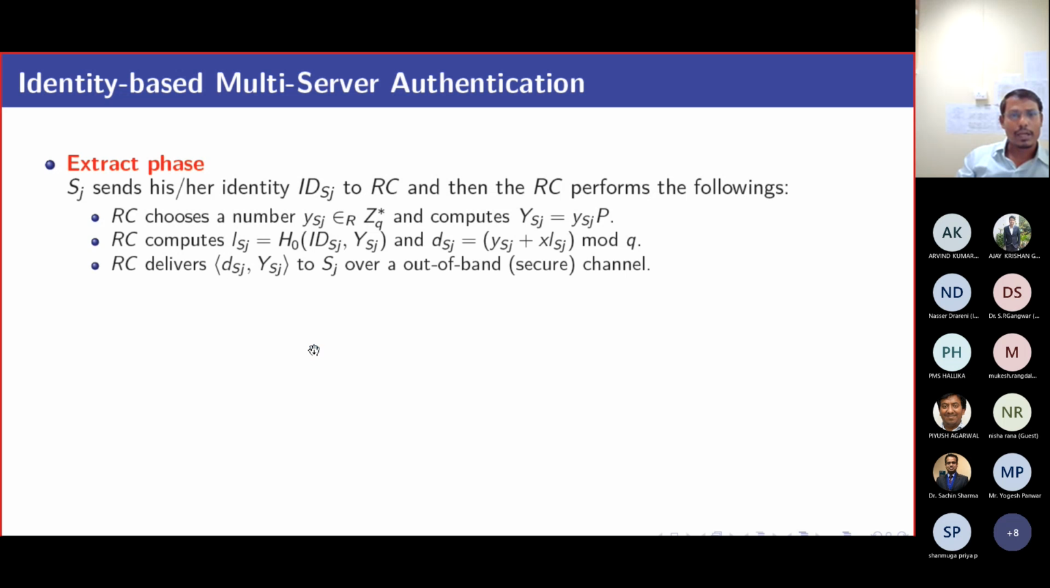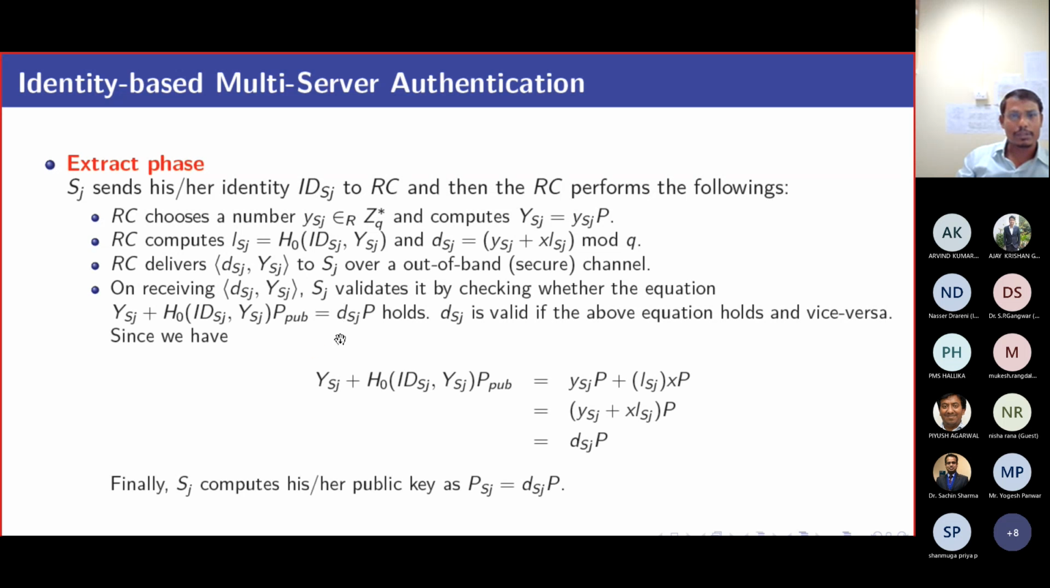So now we have a question: what is the corresponding identity-based public key for this secret key? Here you see DSJ. This is the identity-based private key computed like that, and its corresponding public key will be DSJ times P. How is it so? Because this YSJ plus the hash of this value times the public key of the RC will be nothing but DSJ times P.